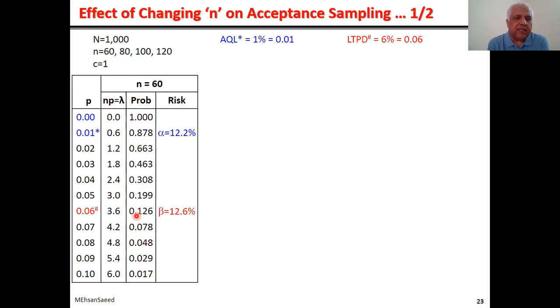Coming to beta risk, that is accepting something bad at LTPD, which was 6%. We get a probability of accepting a bad lot of 12.6%. So that is our beta risk. Now, in the next columns, what we are going to do is change the value of n from 60 to 80 to 100 to 120 and see what happens to these risks.